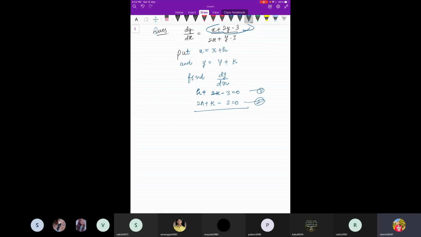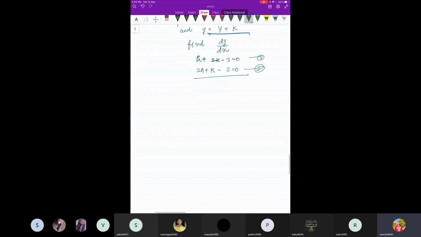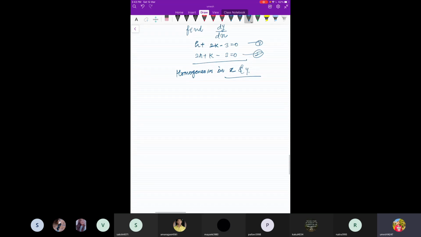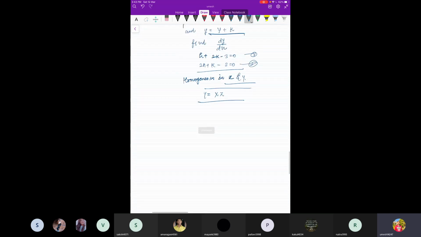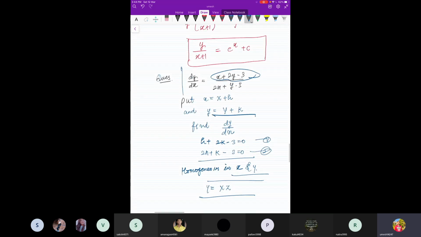If we solve these, we will end up getting the values of h and k, which we will put here, and the equation will be homogeneous in terms of x and y. If it is homogeneous, we just do one thing: we put y is equal to x times z, separate the variables, integrate, and we'll get the solution of the equation. I hope you all will be able to do this question.